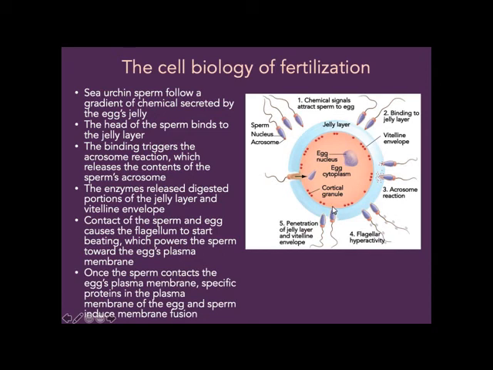All right, once the sperm gets all the way to the egg's plasma membrane, there are specific proteins in the plasma membrane of the egg and the sperm that induce the membrane of the egg and the sperm to fuse with each other. So when the membranes fuse with each other, that allows the nucleus, or the contents of the sperm, to be dumped into the egg.